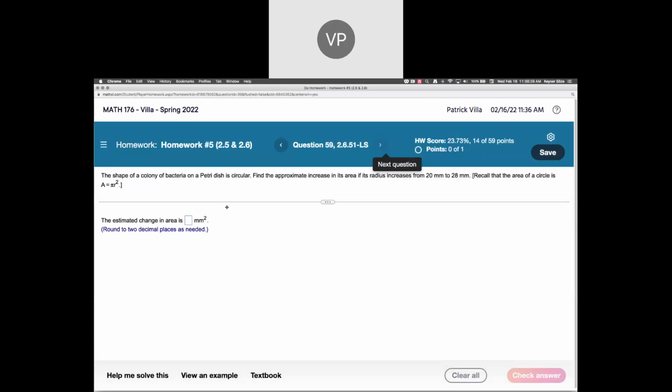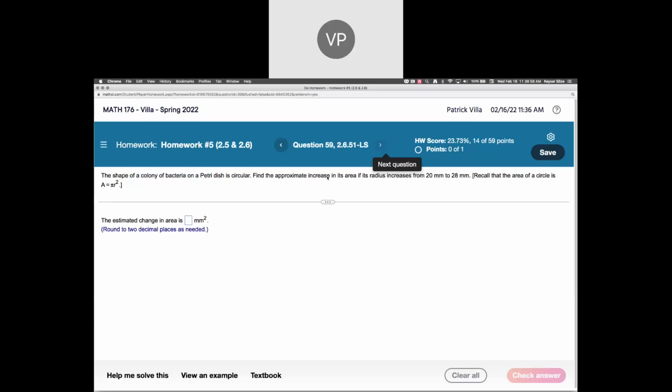All right, let's see what number 59 is talking about. The shape of a colony of bacteria on a petri dish is circular. Find the approximate increase in its area if its radius increases from 20 millimeters to 28 millimeters. Recall that the area of a circle is A equals pi r squared. All right, so they want the approximate increase. So what are we going to do here?